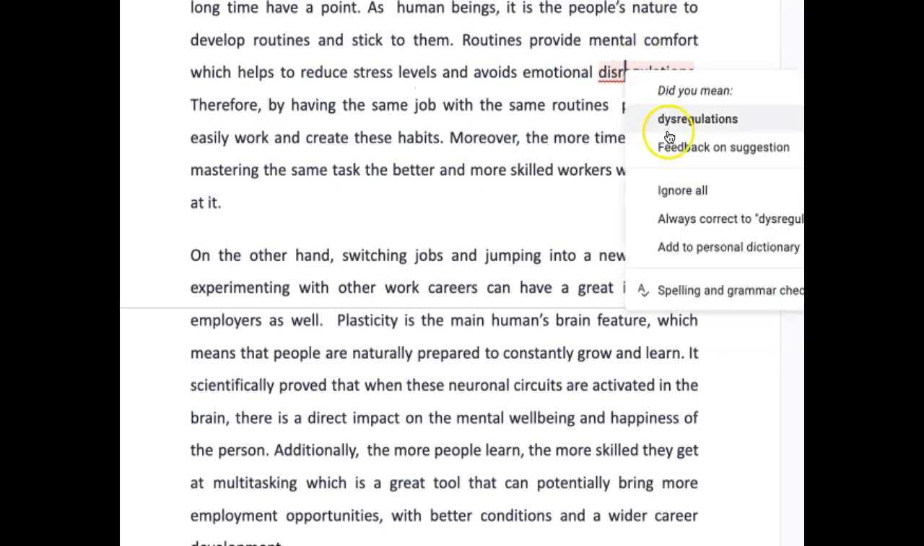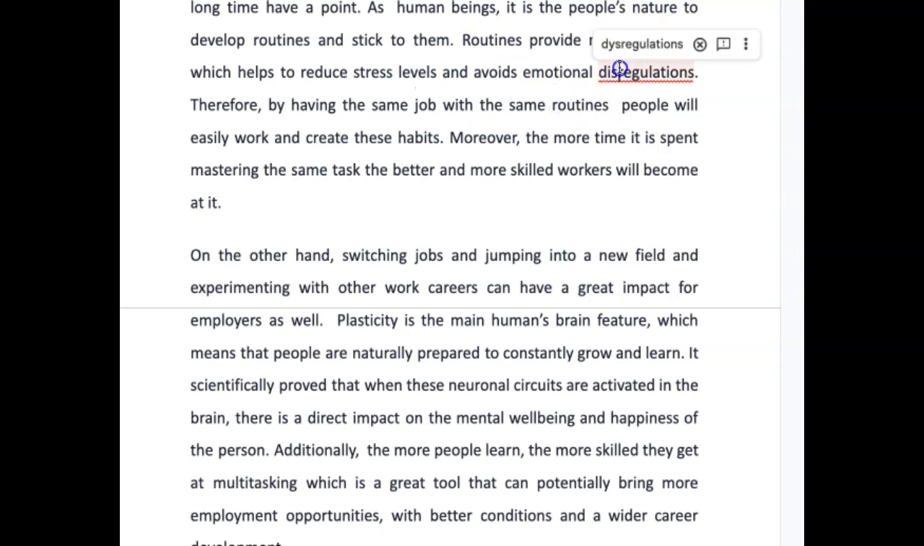Routines provide mental comfort, which helps to reduce stress levels and avoid emotional dysregulations. Let's see, I don't like that. Emotional turbulence, emotional issues. Therefore, by having the same job with the same routines, most people will easily work and create these habits. Moreover, the more time it is spent mastering the same task, the better, again, we've talked about that before, the better and more skilled workers will become at it.